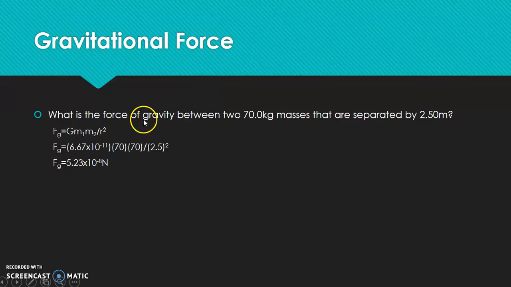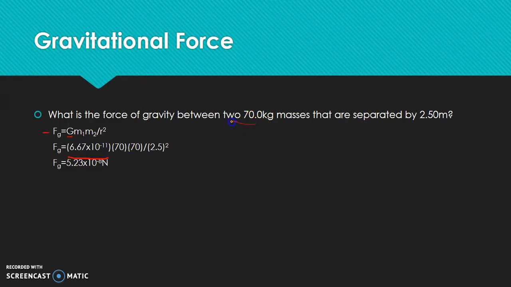Gravitational force. It says, what is the force of gravity between two 70.0 kilogram masses that are separated by 2.5 meters? So think about the formula for the gravitational force and the constant. Remember that we have that G. We just did a virtual lab over it. We plug in what we know.